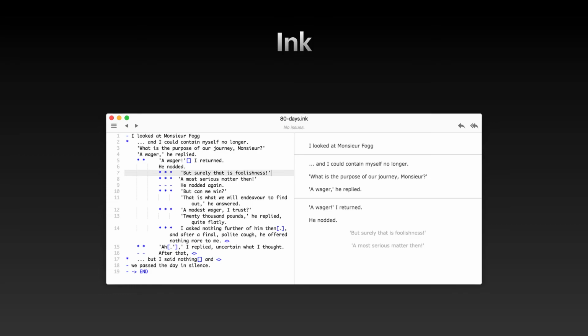Ink is an authoring system developed by Inkle Studios, which they have used in their own games such as 80 Days and Heaven's Vault. It can be used to create standalone web pages or to provide a story engine for Unity.